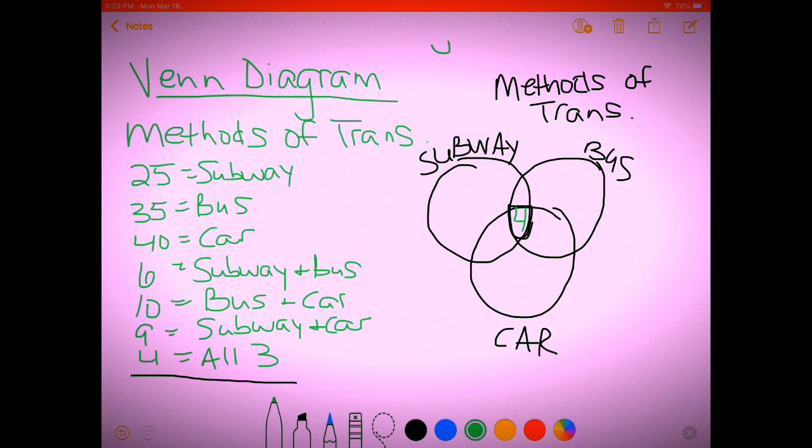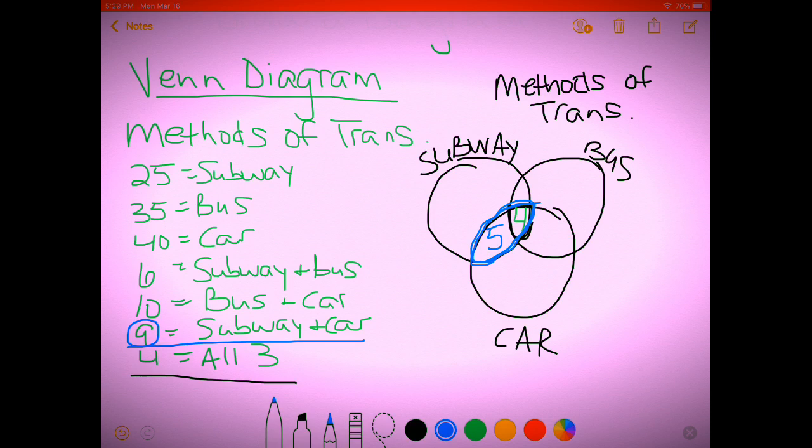The next categories that we're going to look at are the ones that have 2 methods of transportation. So subway and car. Those 2 circles intersect right here in this football shape. So within that football shape, we should have 9 people. We already have 4 in there, so what's left to make up that 9 would be 5.